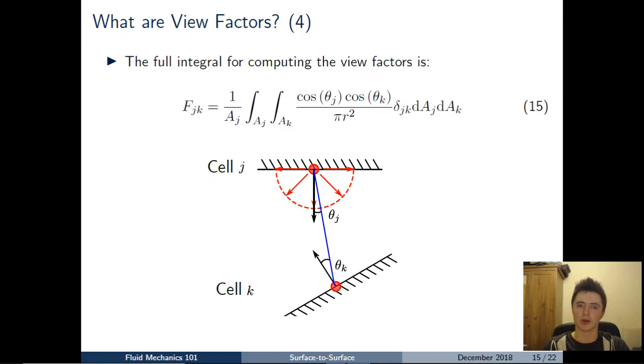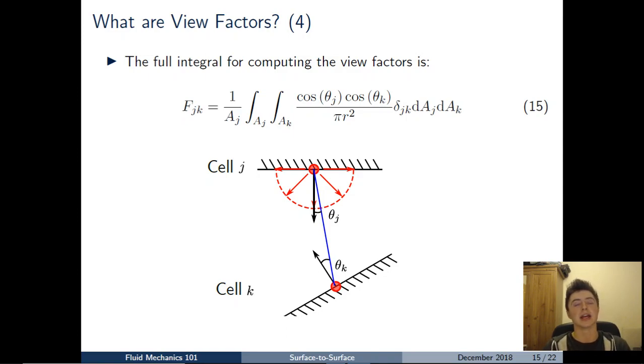And of course, it's also worth pointing out that we have to evaluate the view factor for every cell in the mesh incident on every other cell in the mesh. So if we have 10,000 boundary cell faces, then we'd have to compute 10,000 squared view factors, which is a fairly intensive computation even for modern day computers. So view factors are fairly complicated to calculate, but you should have a fairly good idea now of what they are and what they do.